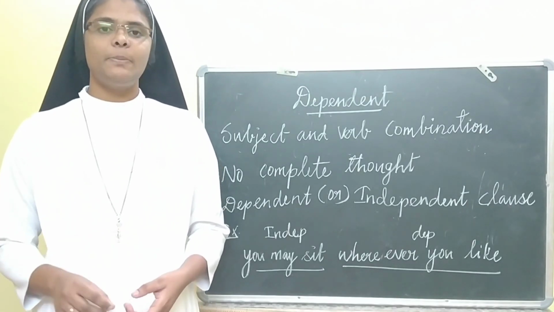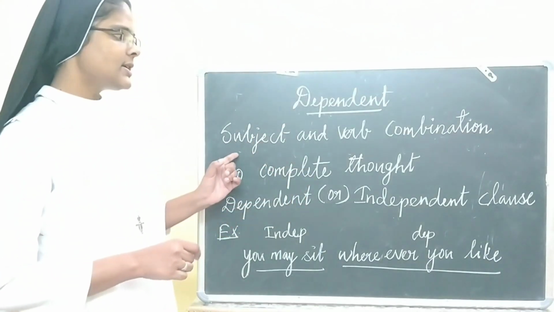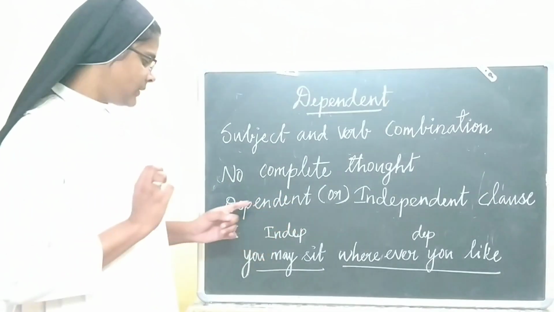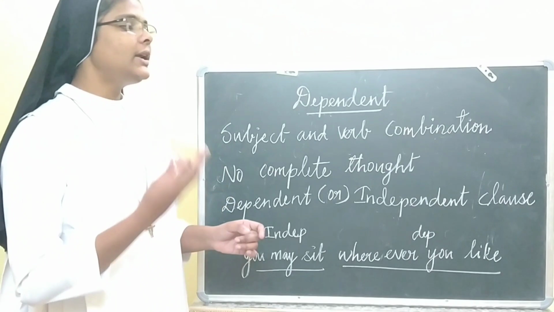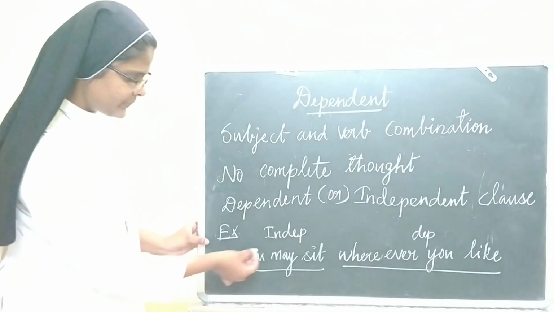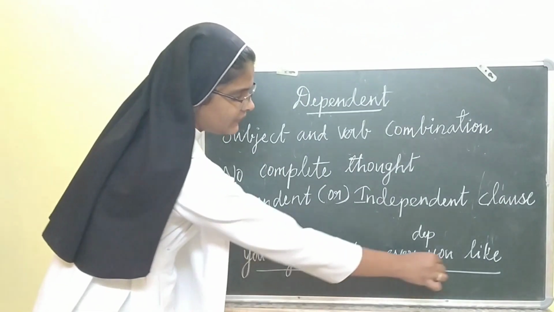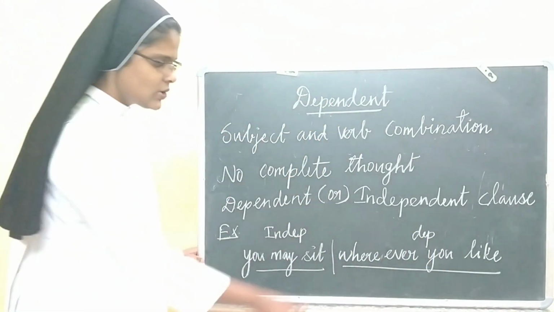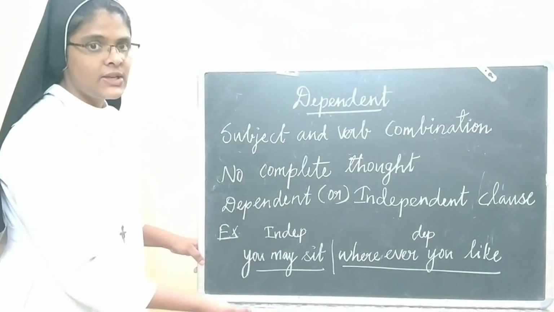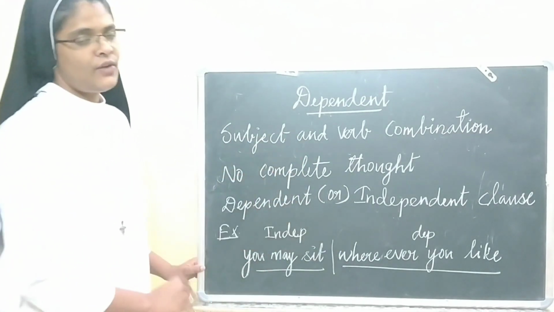Now let us see about the dependent clause. What is a dependent clause? It has a subject and verb combination, but no complete thought. It needs a dependent or independent clause to give a full meaning. For example, you may sit wherever you like. Here, wherever you like is a dependent clause. It is not giving a complete thought or idea. It is not a complete sentence. So it needs another clause like an independent clause to give a full meaning.